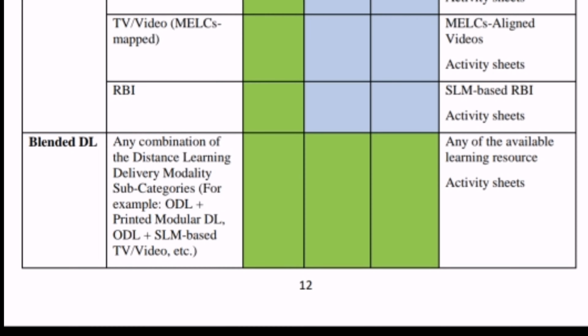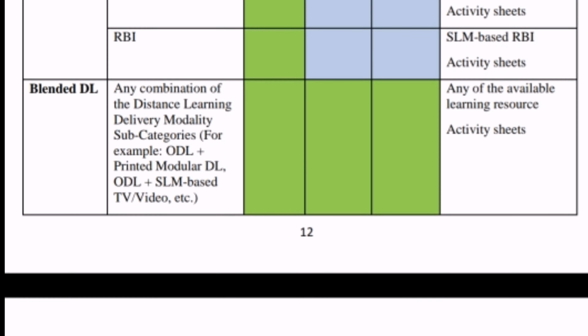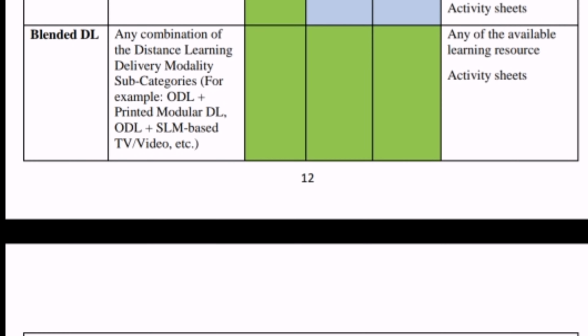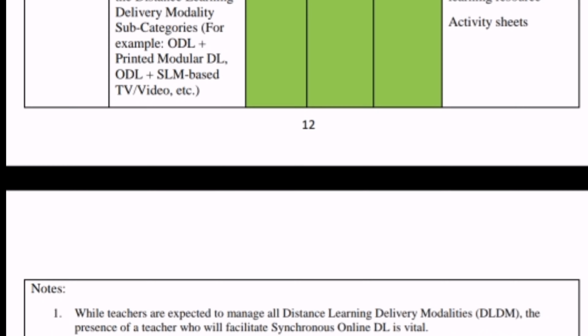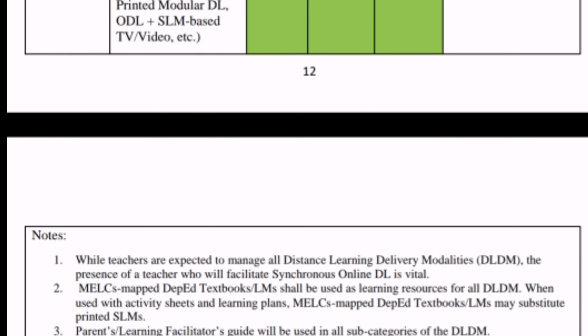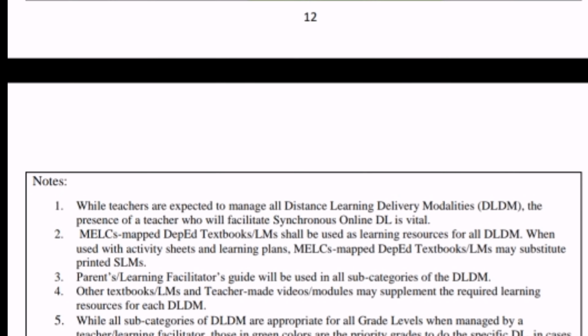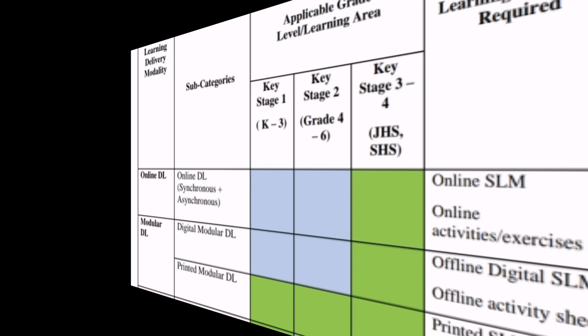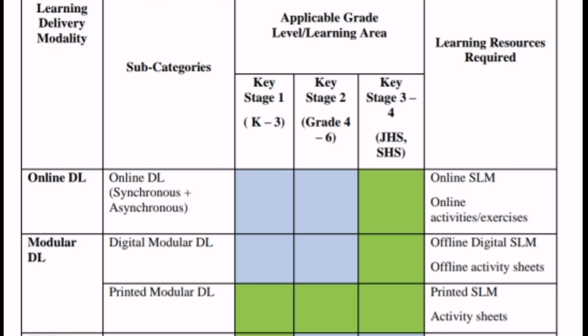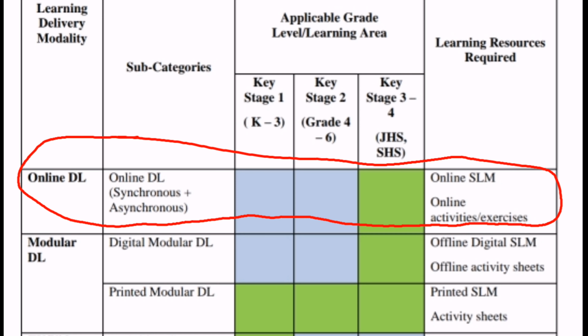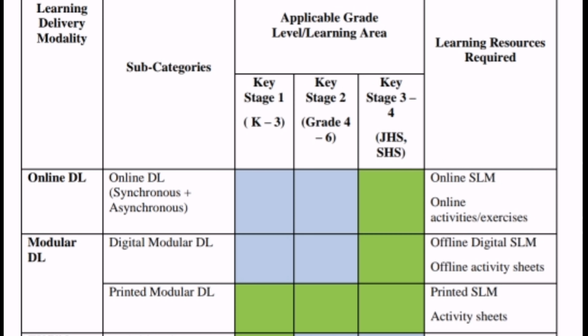It is possible that a school will be implementing various distance learning delivery modalities to ensure fit between the learning resources available and the preferences of families or learners. In this learning resource map, junior high school and senior high school are the priority grades to do the online distance learning that can be synchronous or asynchronous. Learning resources required are online self-learning modules and online activities or exercises.